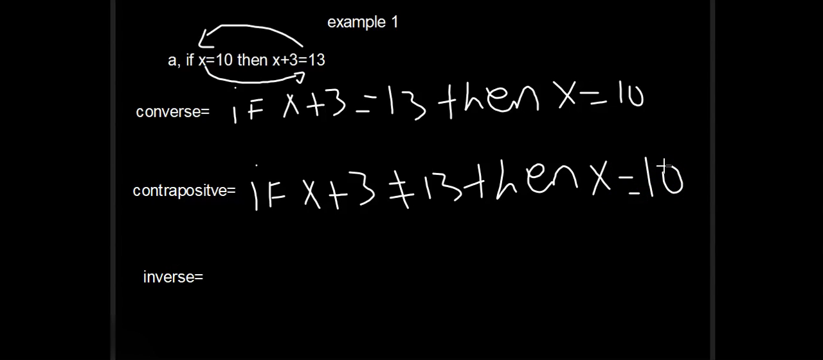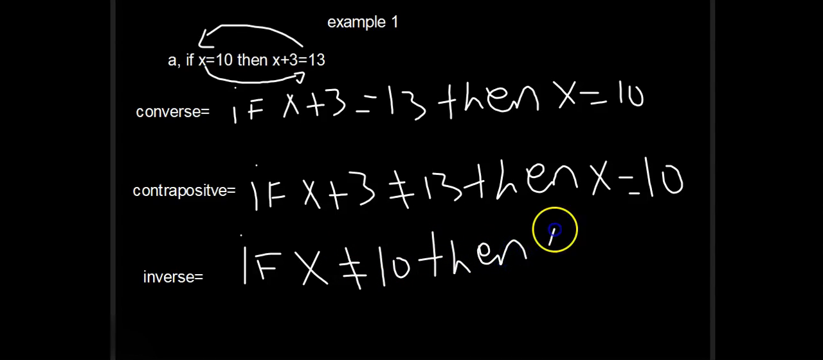For the last one, I don't have to switch them. All I have to do is put a negation sign, or just say not. So when I form the inverse of the expression, it will be: if x is not equal to 10, then x plus 3 will not equal 13.